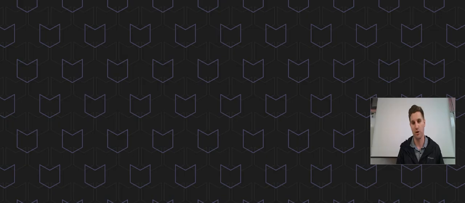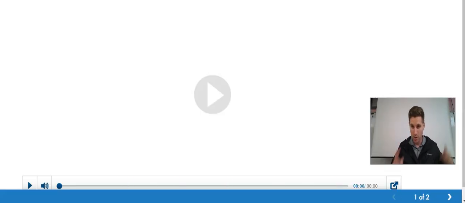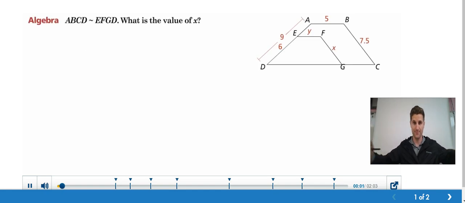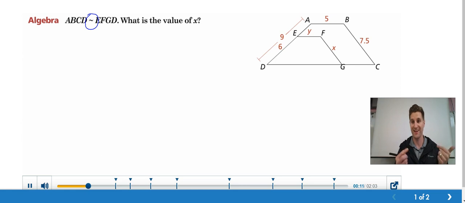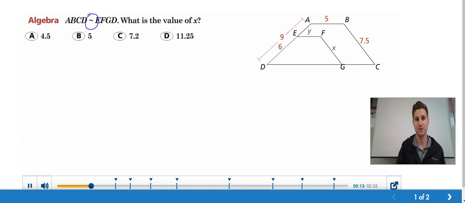So we got 3 problems. Okay, look at this. See this symbol right there? This symbol right here means it is similar. So we already know that they're in proportion to each other and their corresponding angles are congruent. So we're given that right away. But it asks us, what is the value of x? So here's x right here.